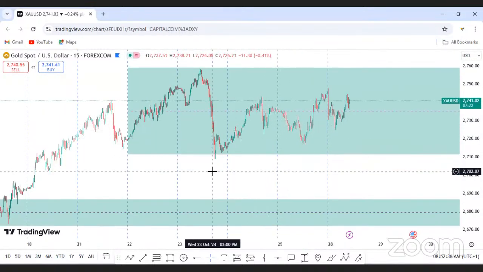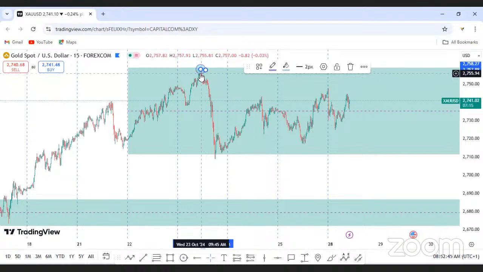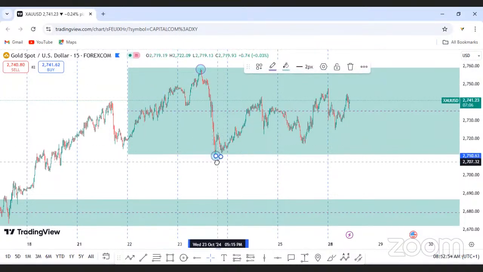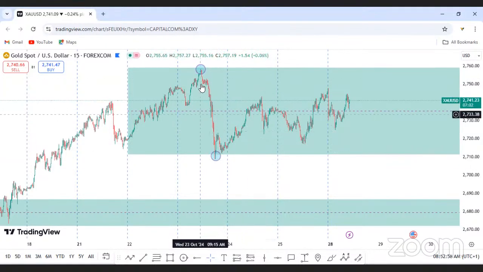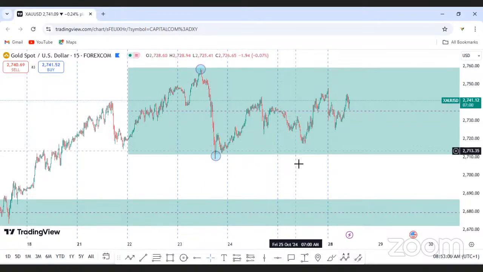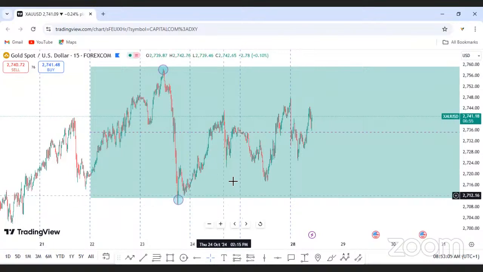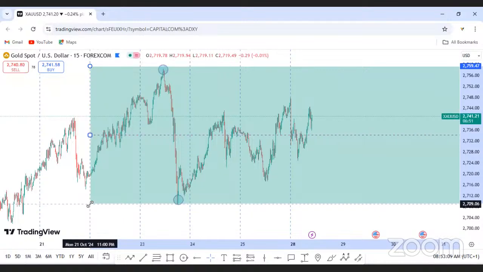Because if you're looking at the last swing, this is the last obvious swing from here, this level right here, the swing high, to this level right here as the swing low. And so far, price has not broken it. So for price to still be trading in between this swing high and swing low, this is what we call a range or a consolidation in the market. So I want to see price break out of this level first before I make my next move on gold.